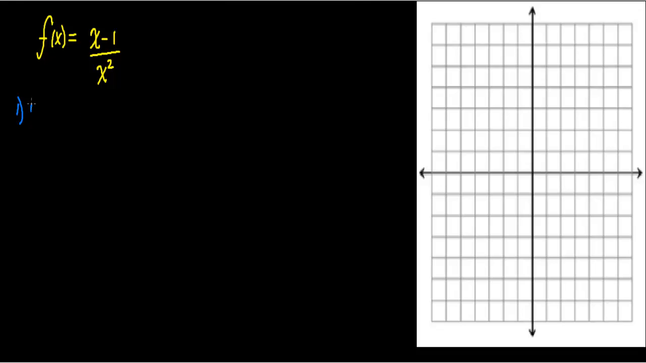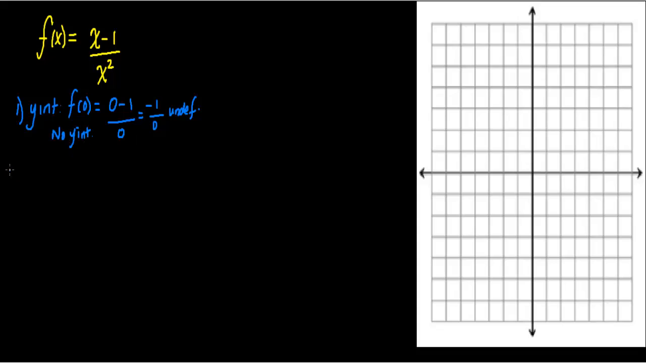Step 1 is find the y-intercept. To find the y-intercept, we evaluate the function for x equal to 0. Anywhere there's an x, you're going to plug in a 0. And here you have that this is equal to -1 over 0, which is undefined. That means there is no y-intercept.